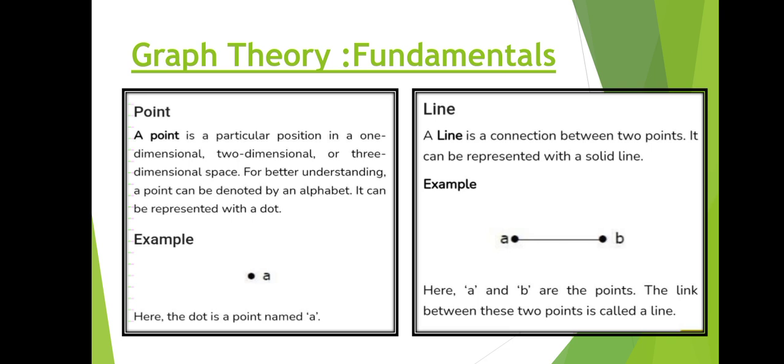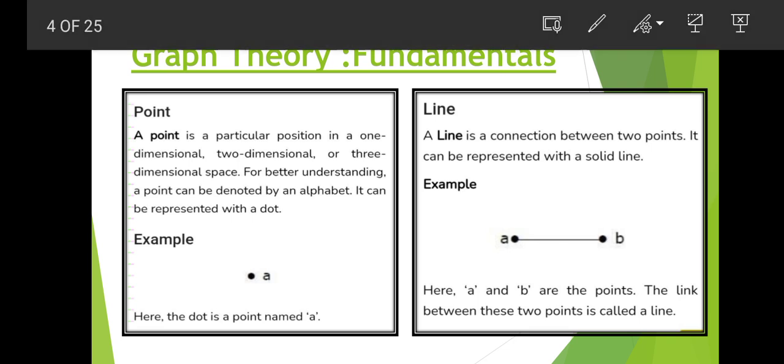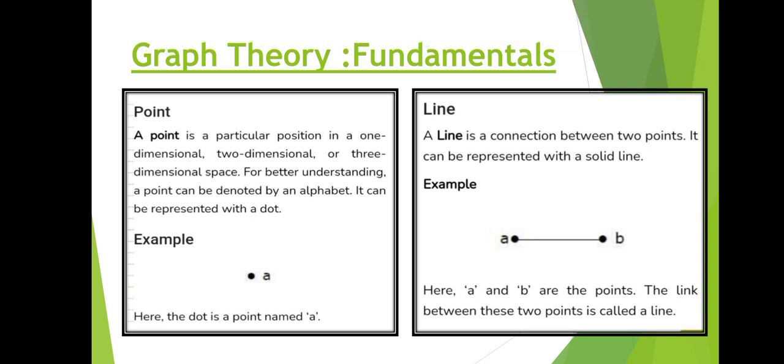First of all, a point is a particular position in a one-dimensional, two-dimensional or three-dimensional space. For better understanding, a point can be denoted by an alphabet. It can be represented also with a dot. Here is an example: a dot is the point named A. And what is a line? A line is a connection between two points. It can be represented with a solid line. Here in this graph we see that A and B are the points. The link between these two points is called a line.